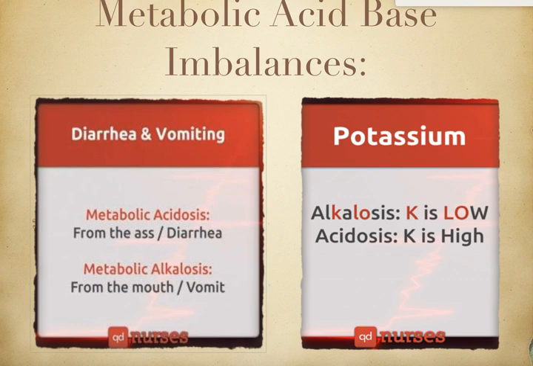All right, so then we switch over to metabolic acid-base imbalances. So if it's from the ass, it's acidosis. If it's from the mouth, it's alkalosis. If it's alkalosis, the K is low. If it's acidosis, the K is high. So vomiting, you're losing too much acid, which is hydrochloric acid, which causes us to have too much base. With diarrhea, you're losing too much base, leaving too much acid behind.